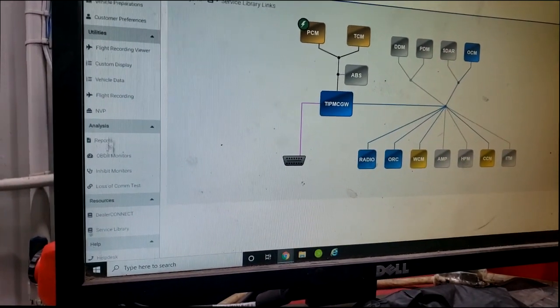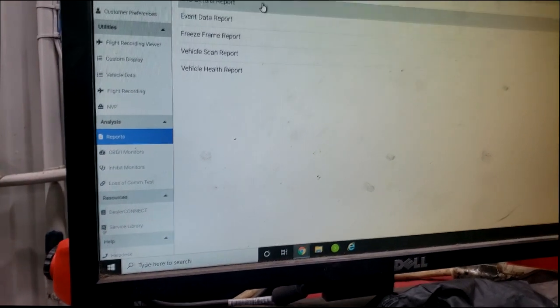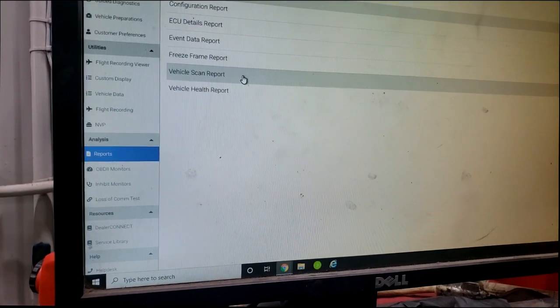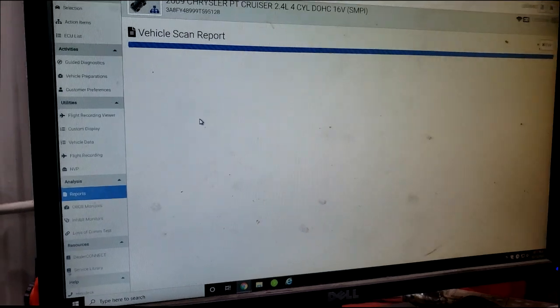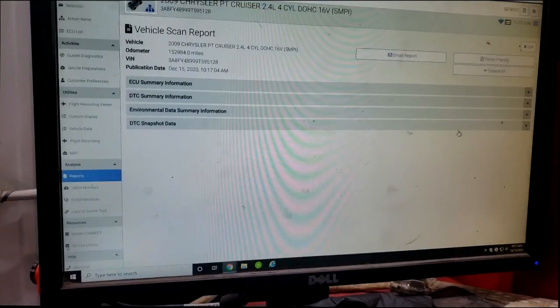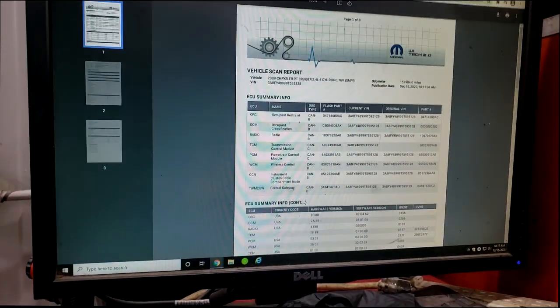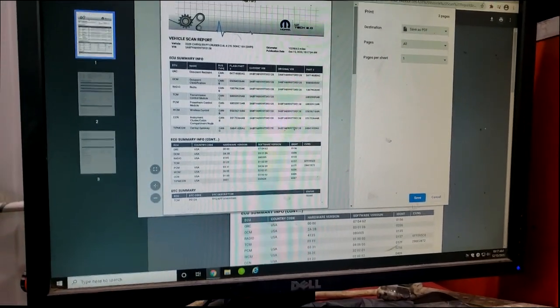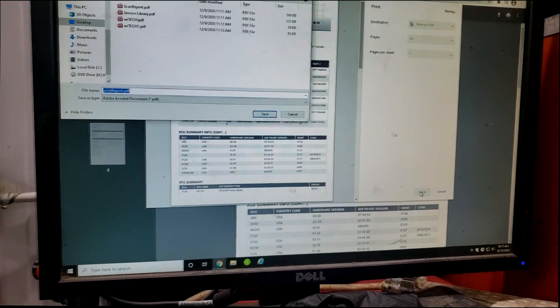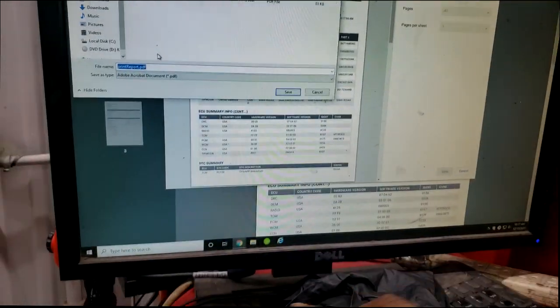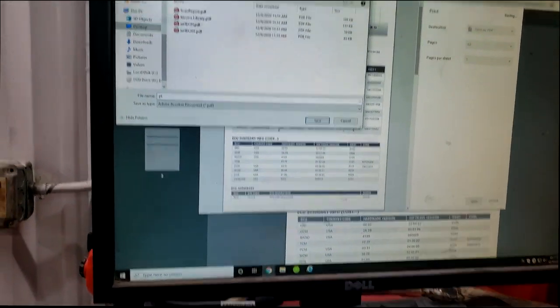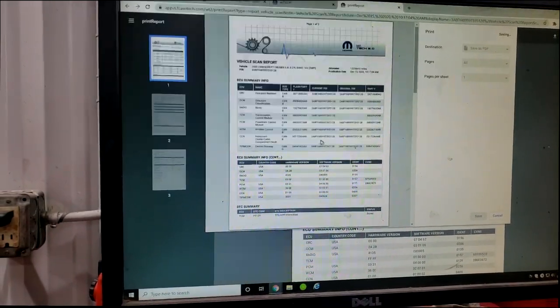Y'all hold tight. I always, from now on, print a vehicle scan report on just about everything I work on now. Okay, it's just to save my butt. I'm just gonna print it to a PDF file somewhere on my desktop. So I'll have this handy. Save. We're gonna just name it PT and save. All right, now back to the matter at hand.